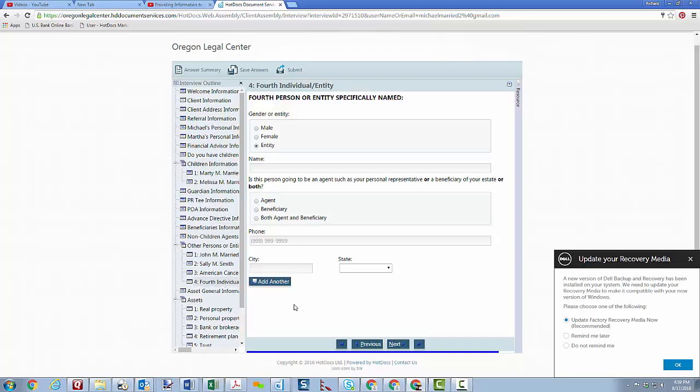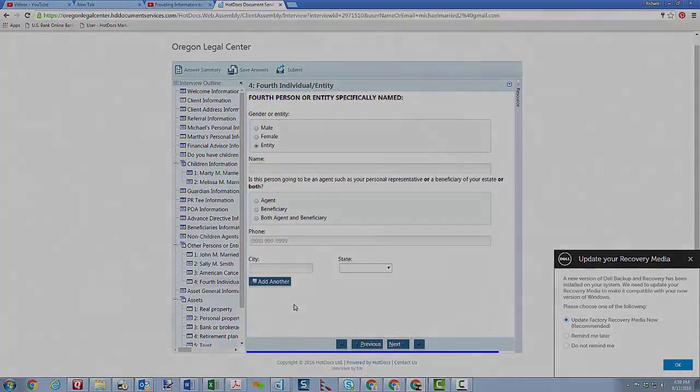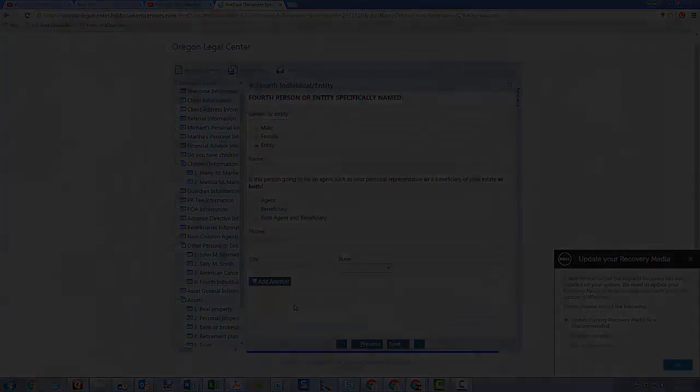So that is a general explanation of how you provide information about yourself and about your estate plan.